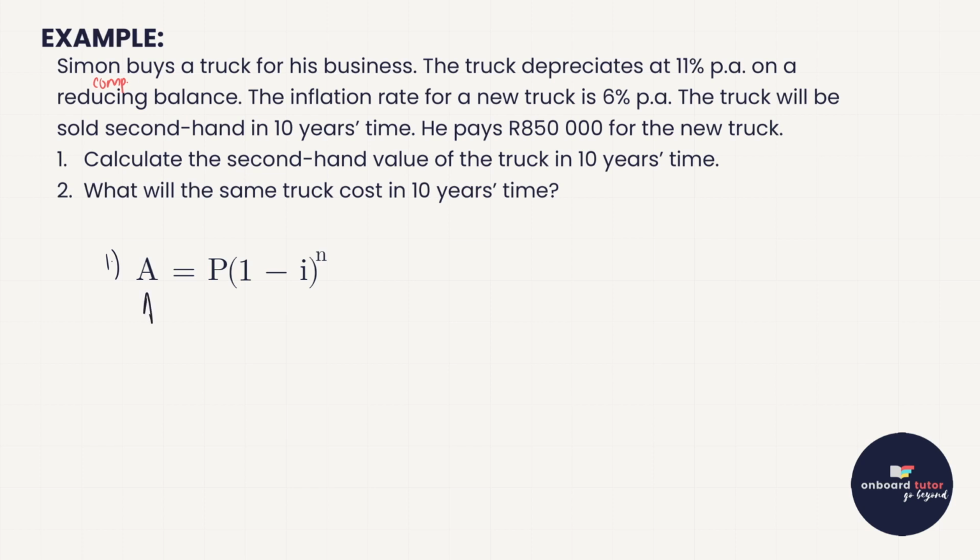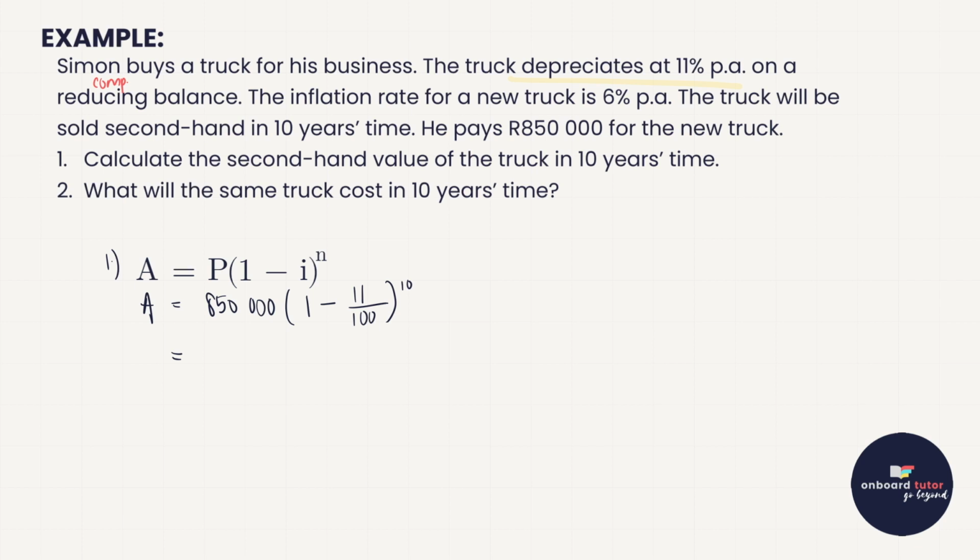We want to know A is equal to 850,000 Rand, (1 minus the depreciation rate, which is 11%). Depreciation is per annum, so I shouldn't write percent there. 11 over 100, that's where the percentage comes in. And it's for 10 years.